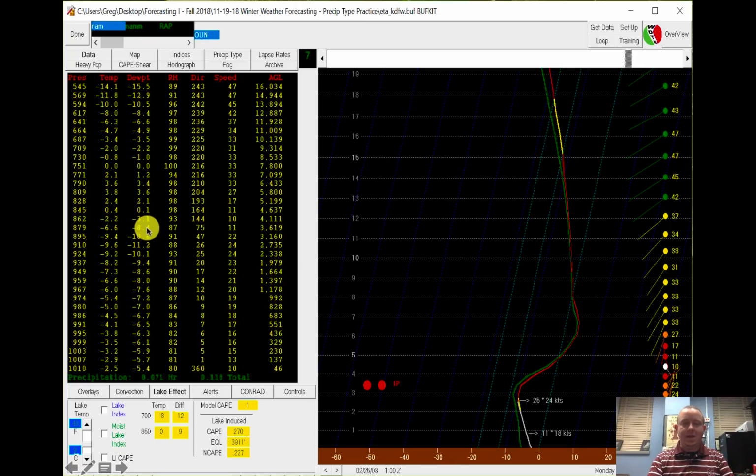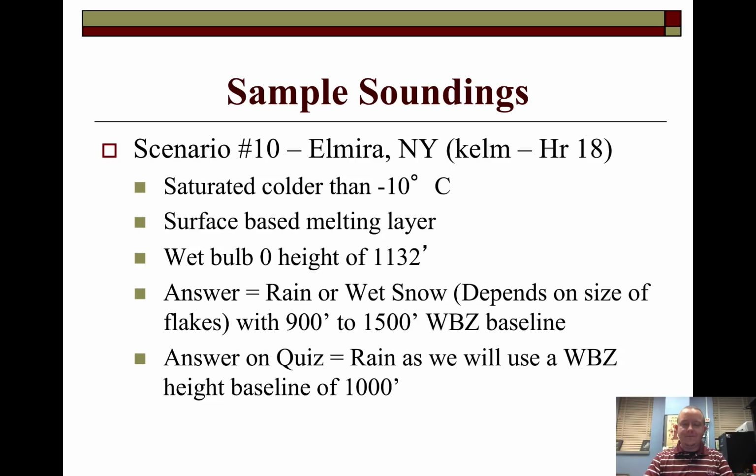But this is that weird example where you get cold enough that you probably do have spontaneous freezing here, and you would get this really fine grain sleet. All right, I'm not going to test you on it, but I just wanted to show it to you so you can see a scenario where that actually did happen. All right, last one here.